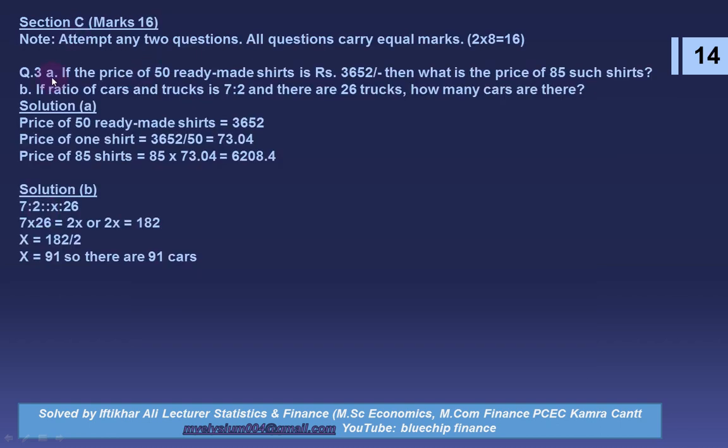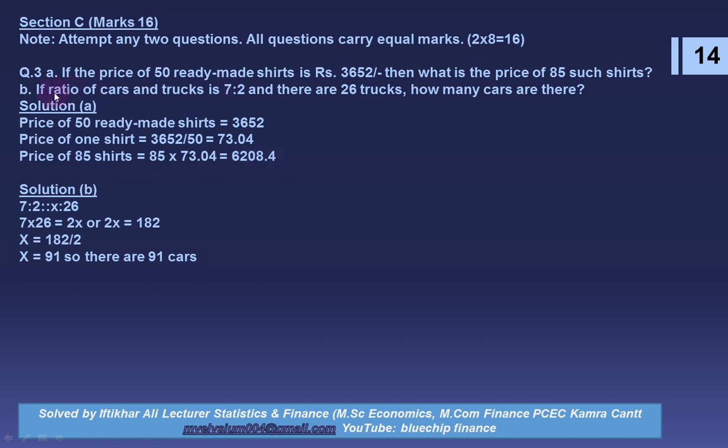Section C, question number 3, part A. If the price of 50 ready-made shirts is rupees 3652, then what is the price of 85 such shirts? Very simple. We need here the price of one shirt, then we will multiply with 85 and we can get the answer. So price of one shirt is simply 3652 divided by 50, which is 73.04. Then we will multiply with 85 and the answer will be 6208.4.